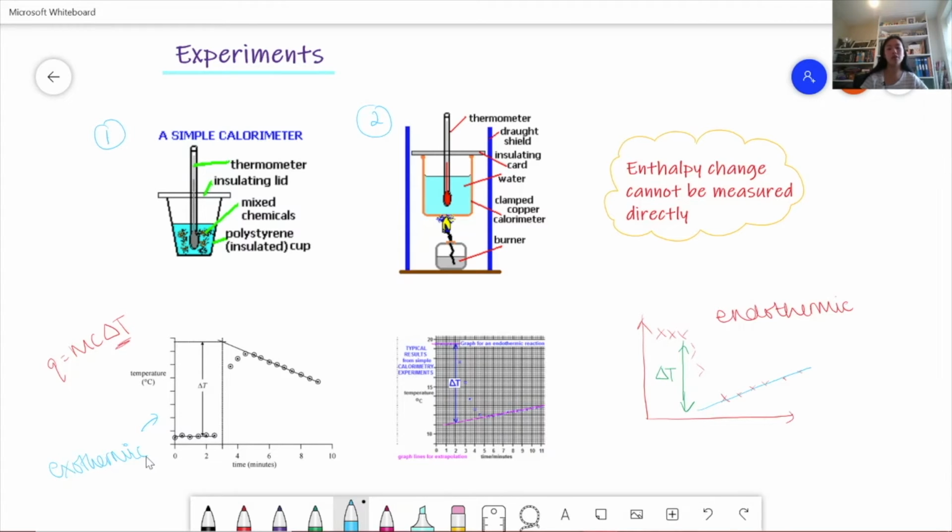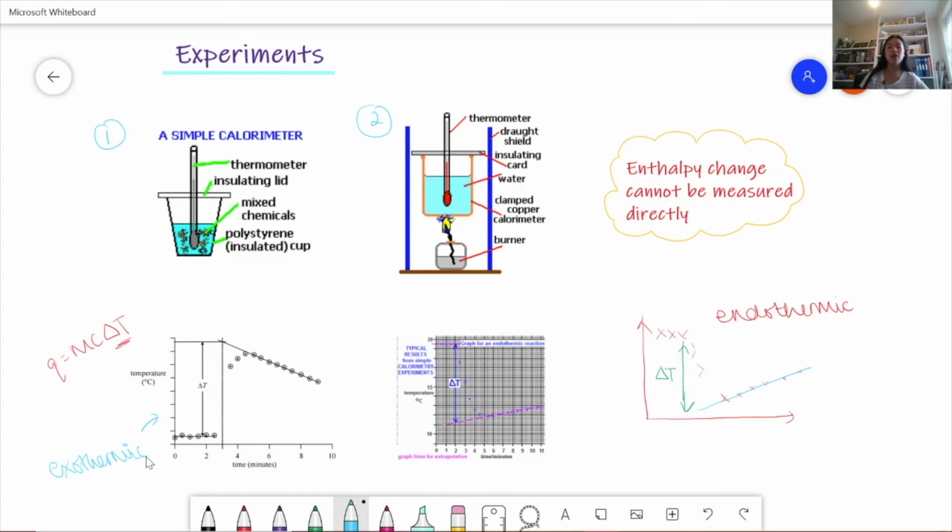also the copper does absorb some of the heat itself, so not all the heat is going to raise the temperature of the water. So we've got lots of insulation, we've got the draft shield, the insulating card, and what we do here is we burn an alcohol. So we weigh the alcohol before, and then we also measure the temperature of the water before, and then we burn the alcohol. So we set it alight, and then we continue burning it, and then we burn it to something that we've already decided.